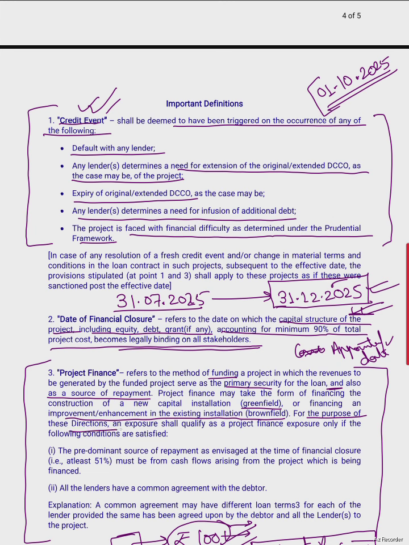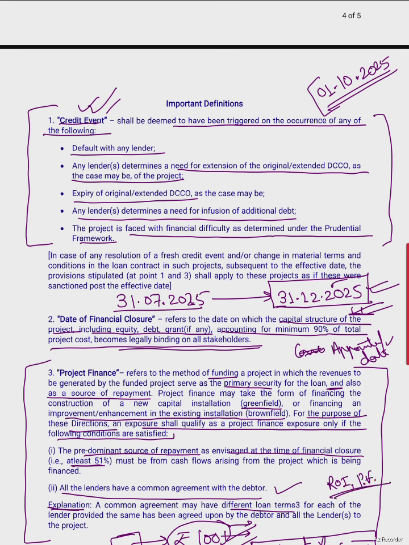For the purpose of these directions, an exposure shall qualify as project finance only if the following conditions are satisfied. These conditions are: the predominant source of repayment as envisaged at the time of financial closure, that is at least 51% of repayment, should be from the project cash flows, and all the lenders have a common agreement with the debtor. But there is an explanation to it, that a common agreement may have different loan terms, like some may charge a higher rate of interest or higher processing fees. Commercials may be different, and that may be allowed. That is up to the lender to decide. But the lenders must have a common agreement with the debtor. That is the thing which you need to know.